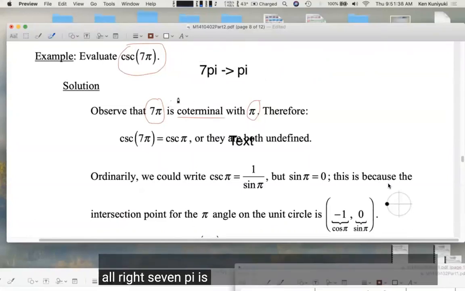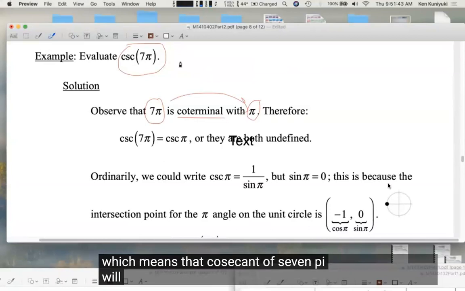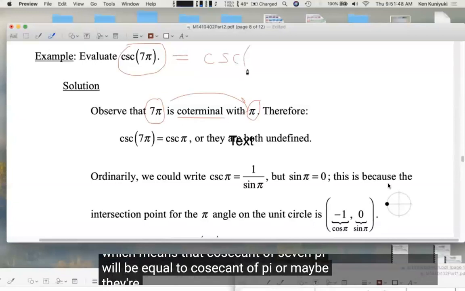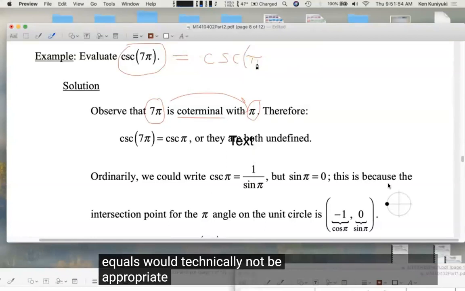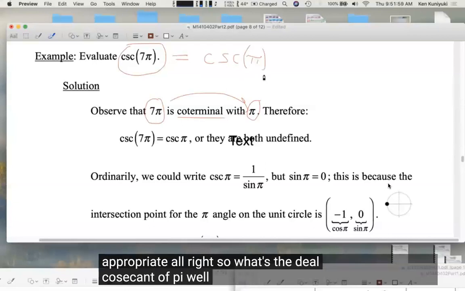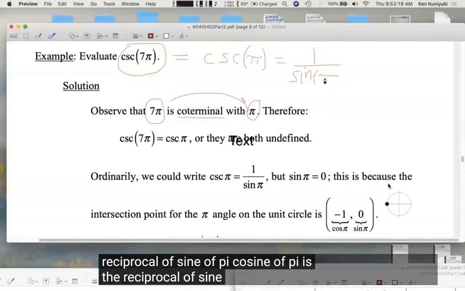All right, 7 pi is coterminal with pi, which means that cosecant of 7 pi will be equal to cosecant of pi, or maybe they're both undefined, in which case equals would technically not be appropriate. All right, so what's the deal? Cosecant of pi, well, I know sine better, right? Cosecant of pi is the reciprocal of sine of pi.